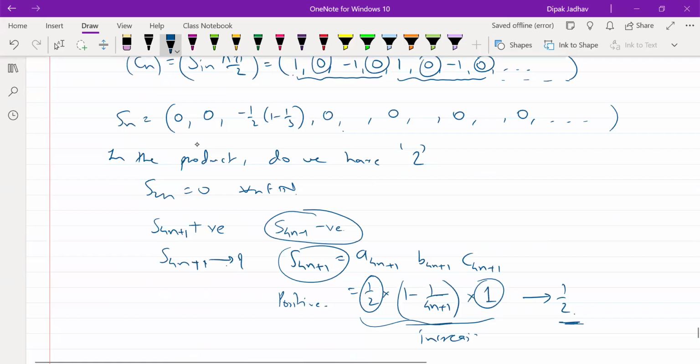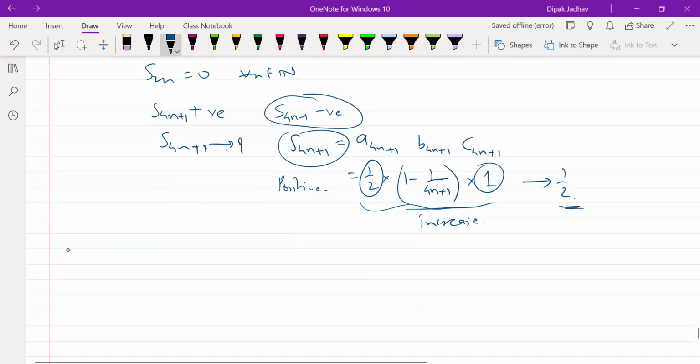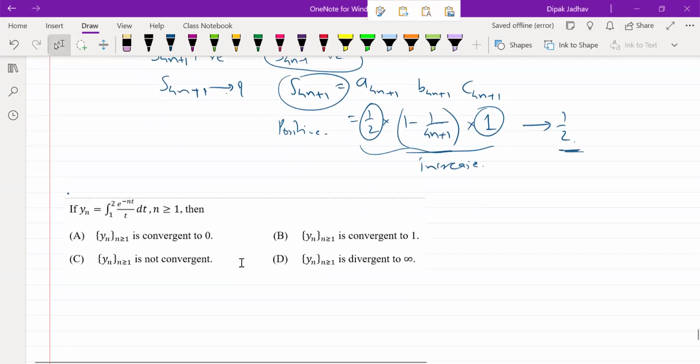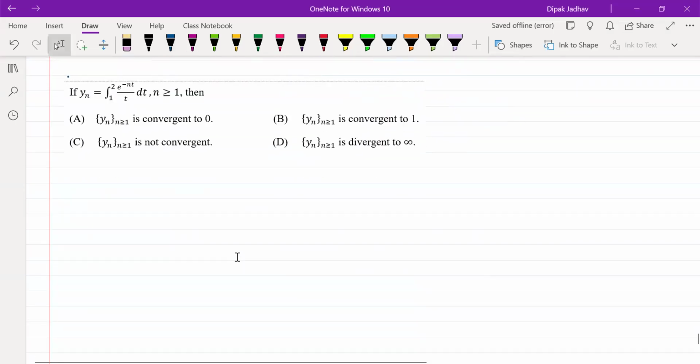Is it okay? All of you understood this? Yes. Very good. Let's see one more nice application of the squeeze theorem. Is this visible to all of you?